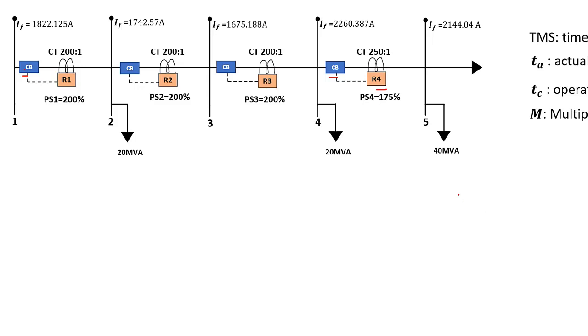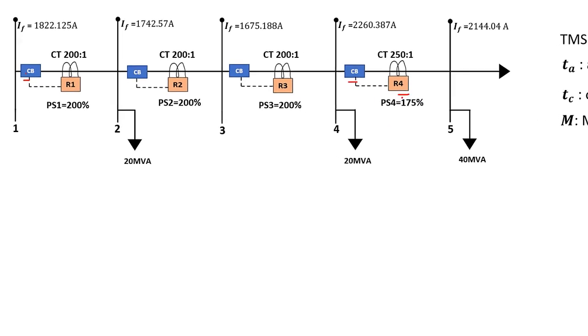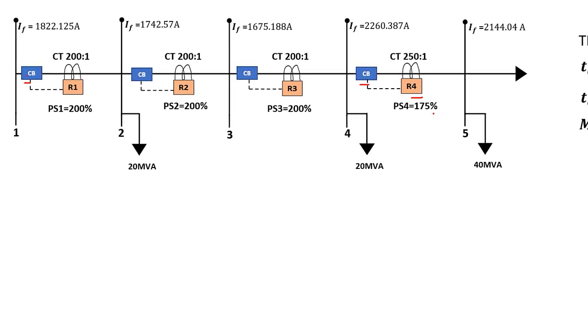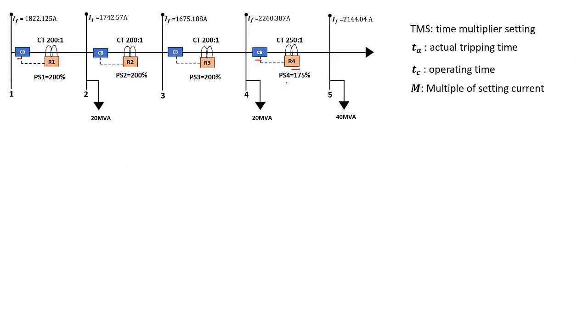Okay, now having said that, let's go ahead without any further ado and calculate the tripping time for relay 4. Before determining the plug settings, we knew already, if you watch that tutorial, that relay 4 is protecting the load on Busbar 5. So this relay 4 is looking out for the fault or short circuit current on Busbar 5, that is 2144 amp.